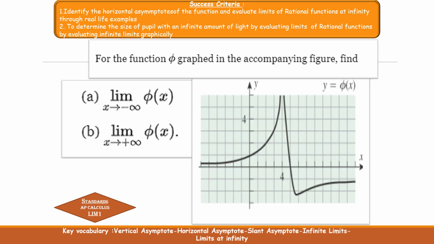Now here look at the graph. Limit x is approaching negative infinity. So on this side, negative infinity. Read the graph. What is the y value? It is approximately equal to 0. When it is positive infinity, where is the graph? Here. What is the value of this y? It is -1.